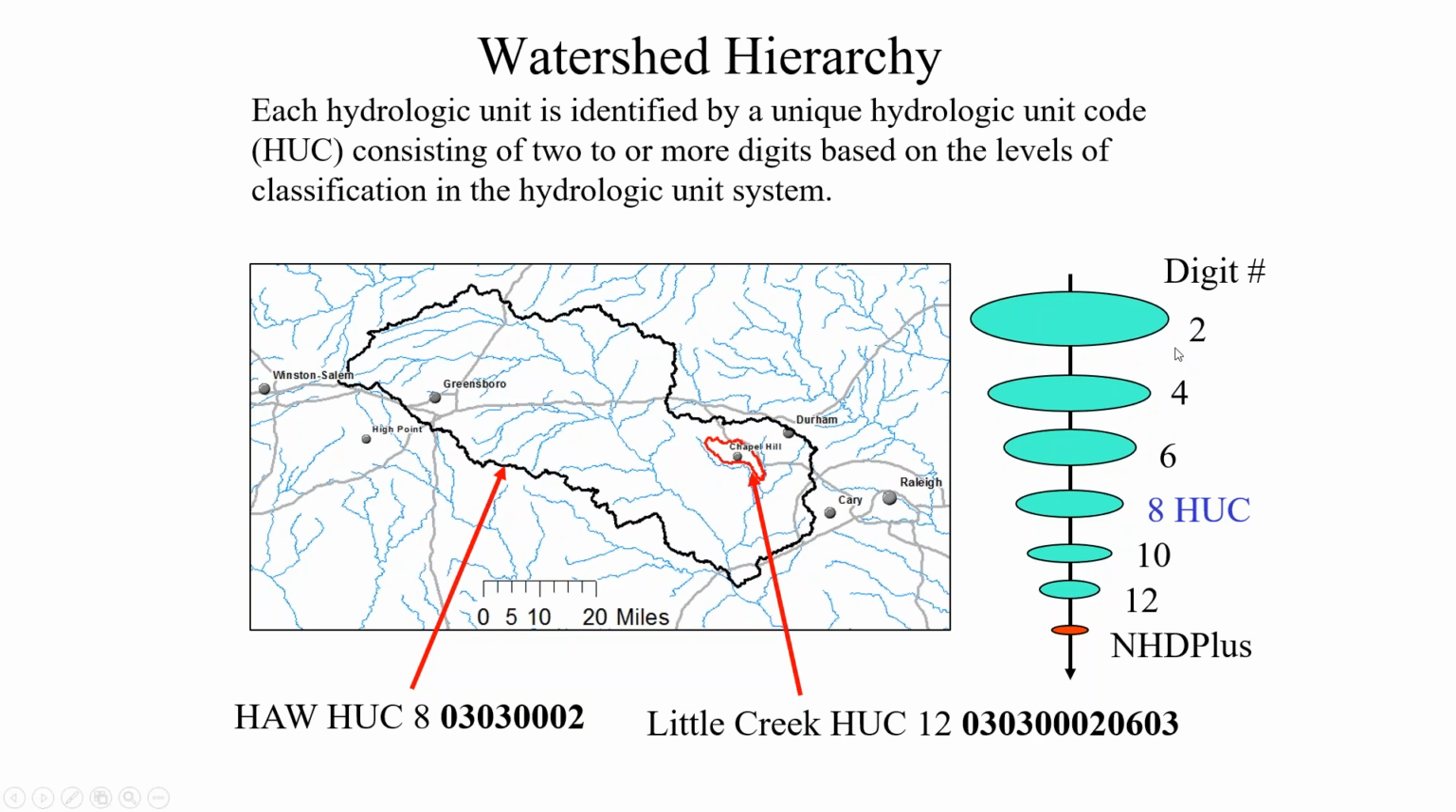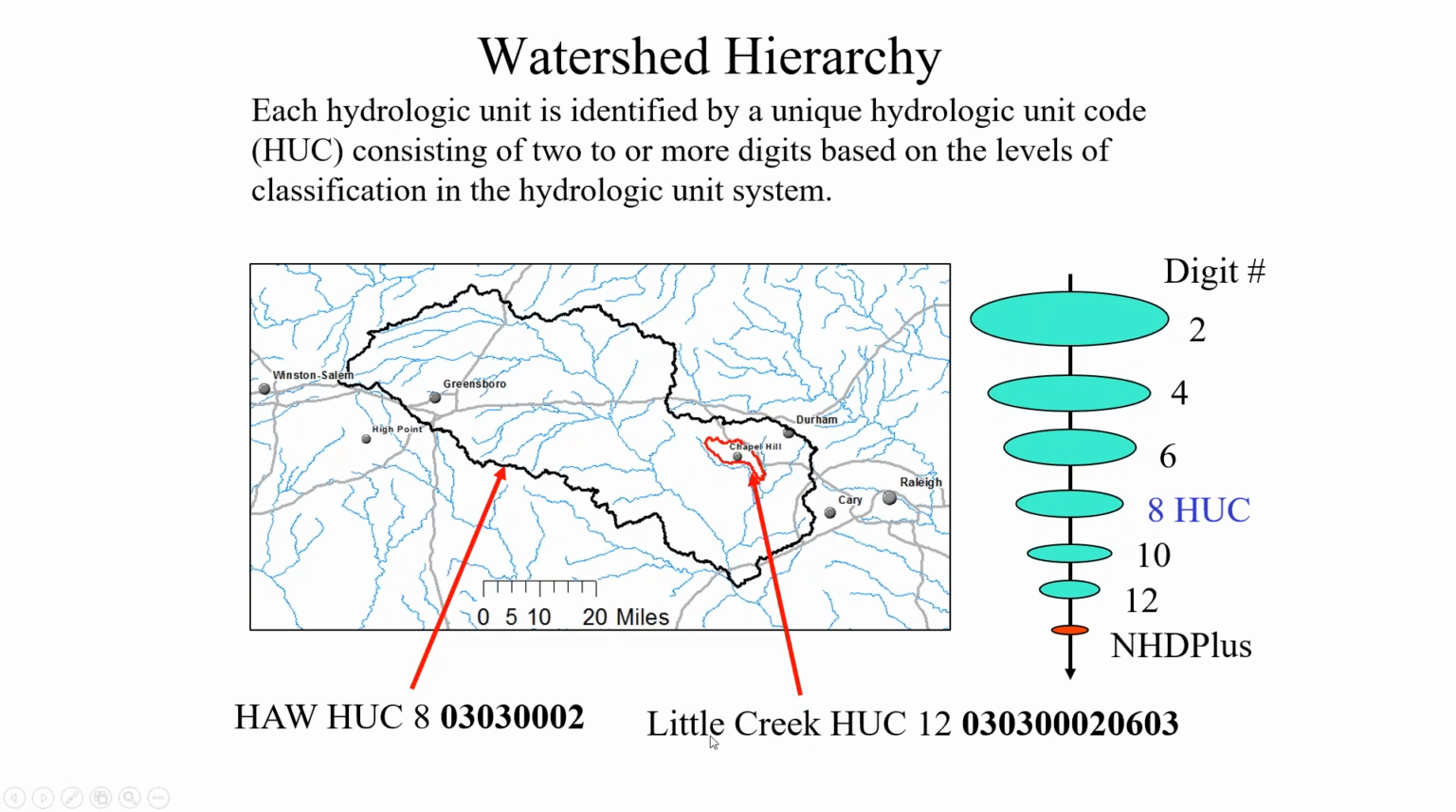Let me go to the next slide, probably. So you start with the 2-digit regions. Those are divided into things that require 4 digits to specify them, then 6, then 8, 10, 12, and so on. We refer to an 8-digit HUC, or hydrologic unit code area, as something that's about the size of a county. This particular one happens to be in North Carolina, and it spans from just west of Raleigh, Durham, Chapel Hill, all the way to Greensboro, a distance of about 50 miles or so.